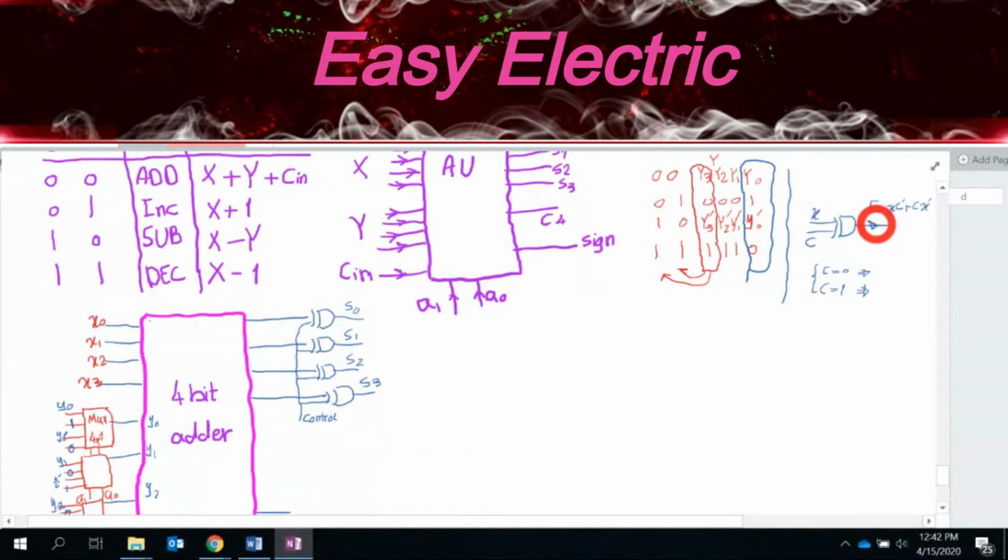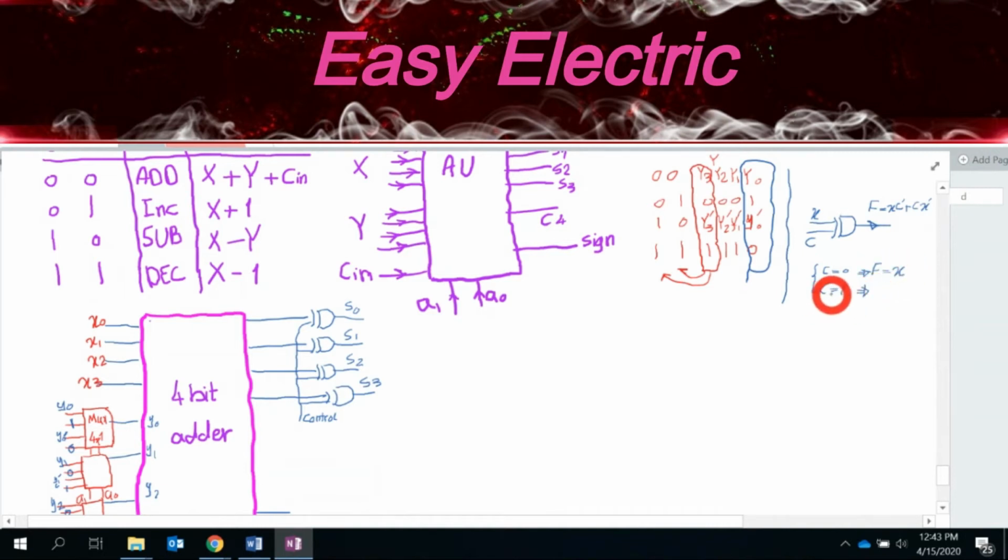So see, this is a simple thing. C is 0. This is a definition of this. You put this C is 0, so this second term is 0. And the C prime will be 1. And the X, you have X, right? So the F is X.